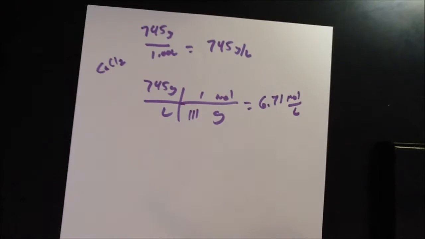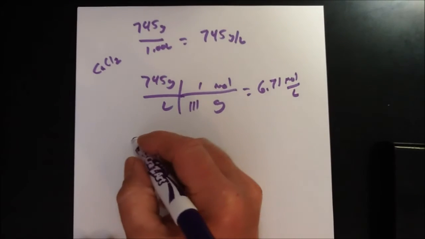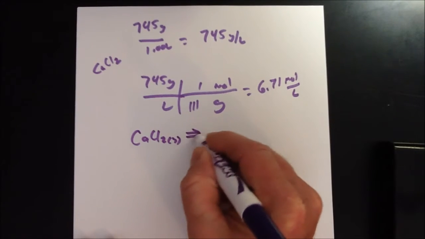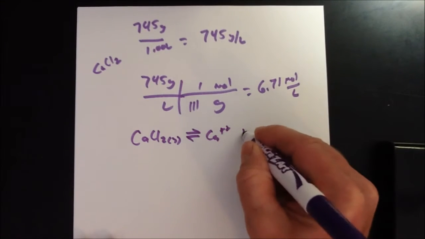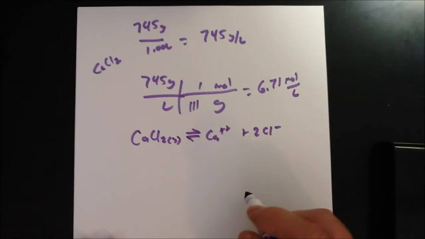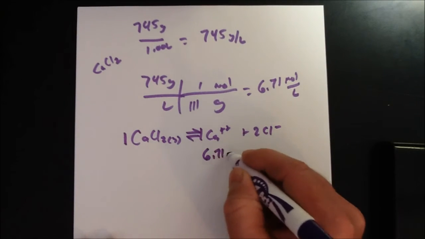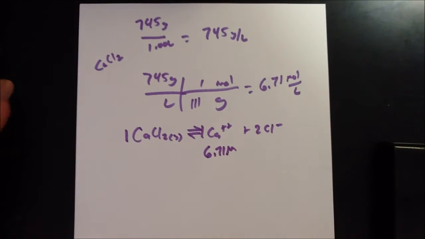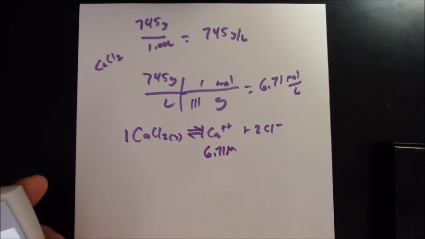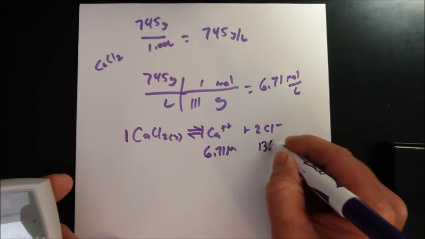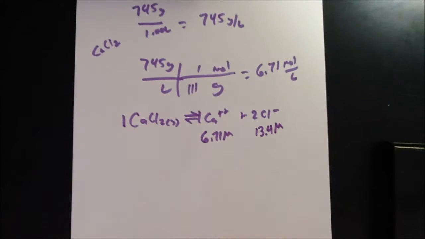All right, then the question says, what about the molarity of any ions in this? So we're talking about CaCl2 solid going into solution to make calcium ions and 2 Cl- ions. So for the calcium ions, 1 makes 1. I get 6.71 molar for the calcium ion concentration. However, for the chloride ion, I end up with 13.4 molar chloride ion because, again, 1 CaCl2 makes 2 chloride ions.